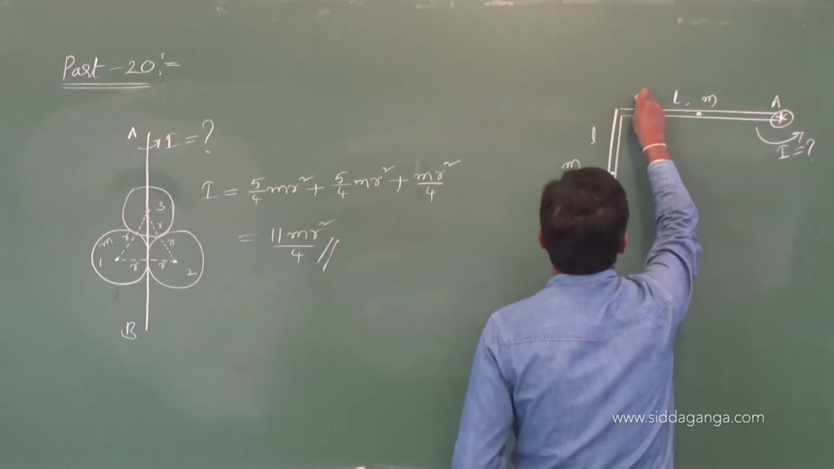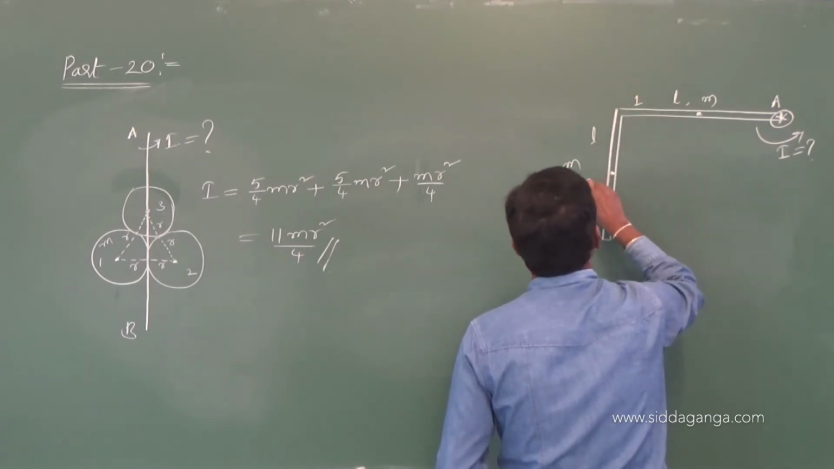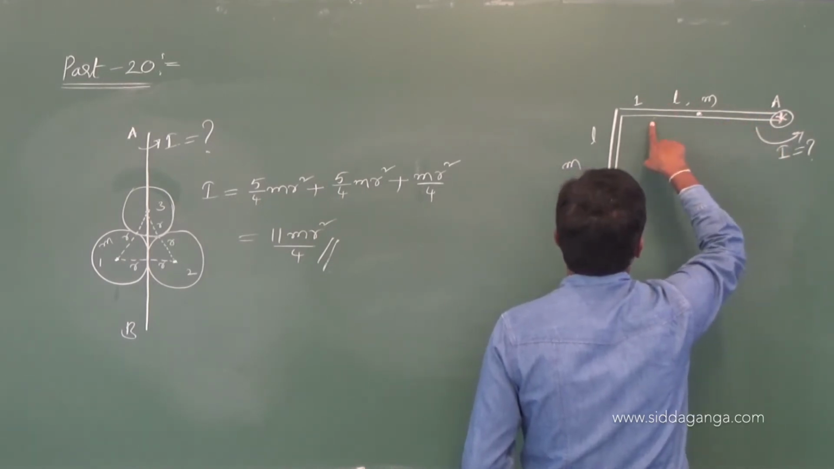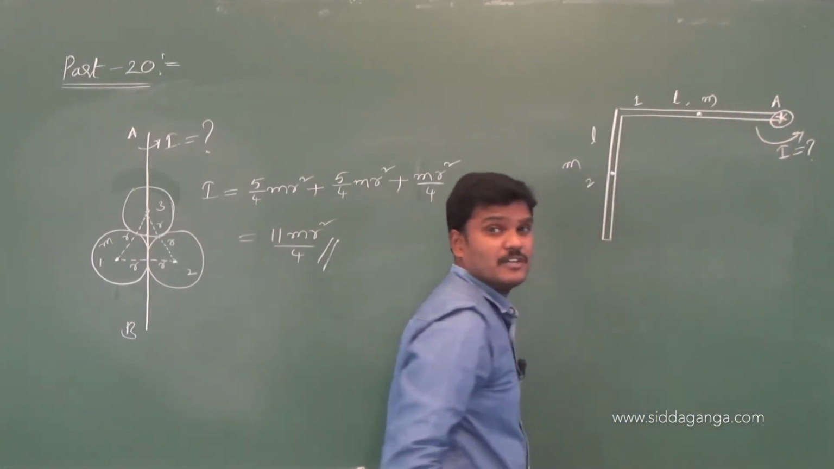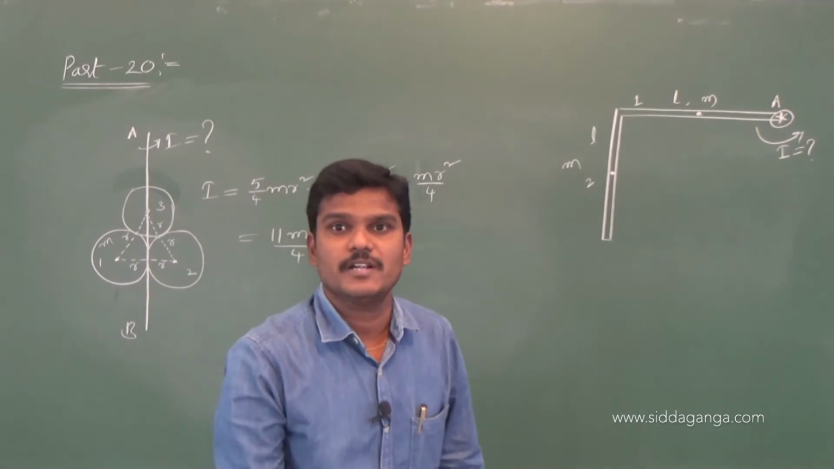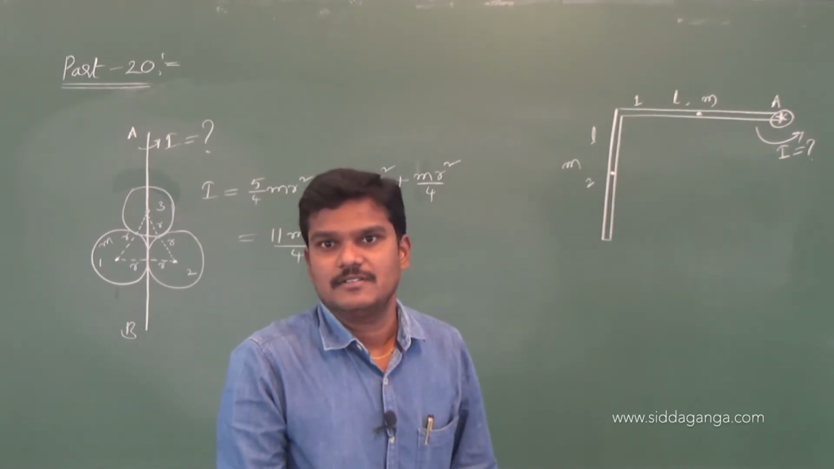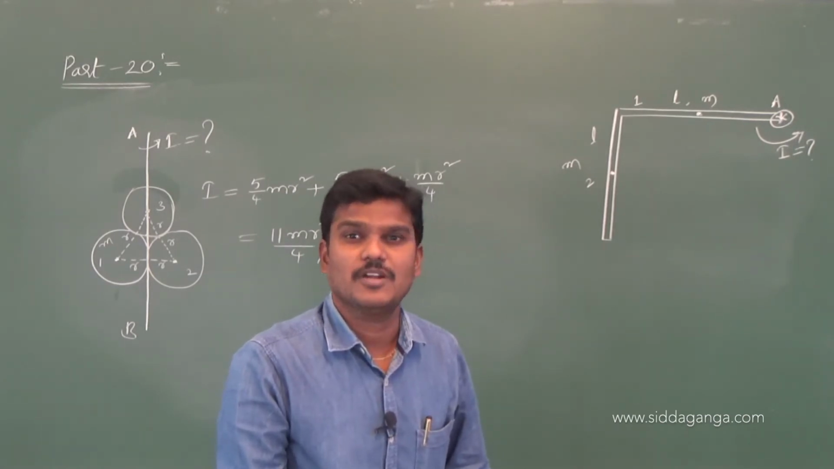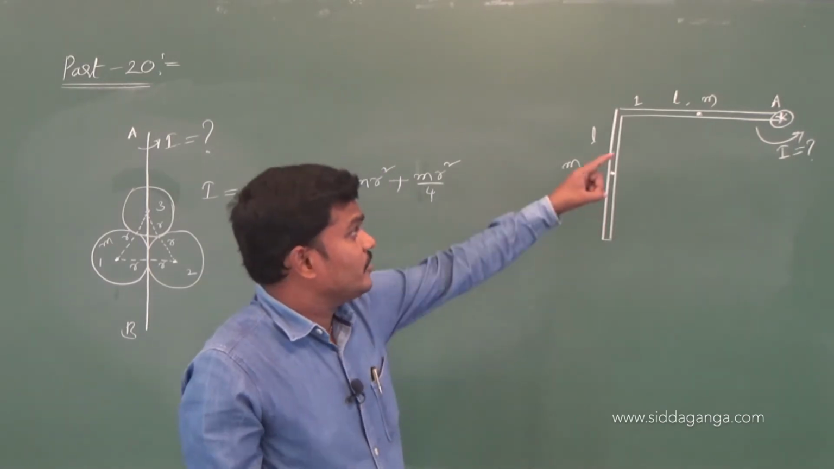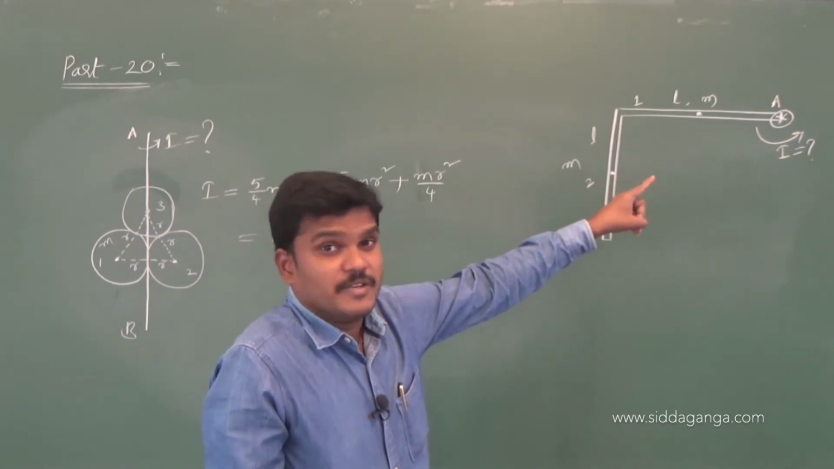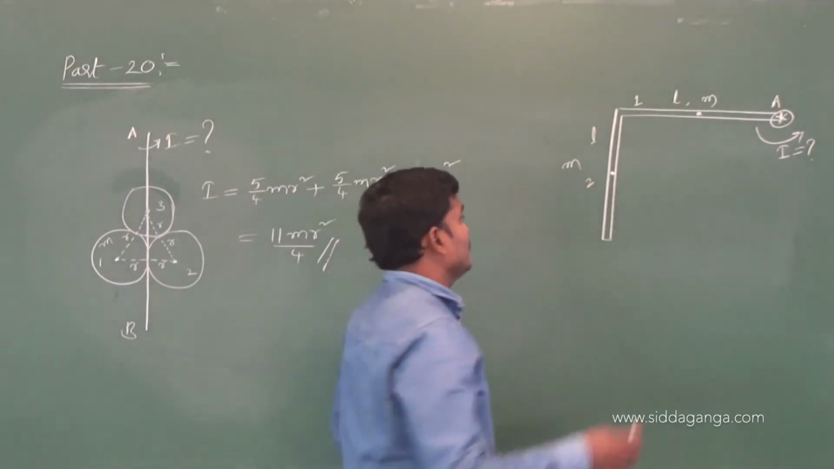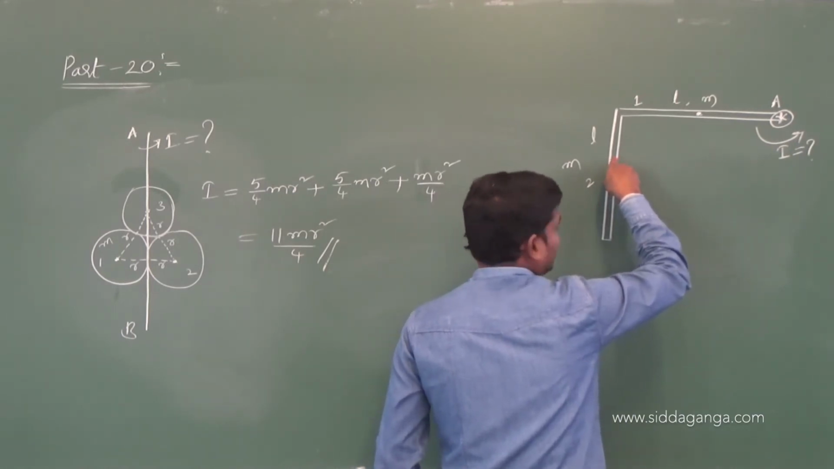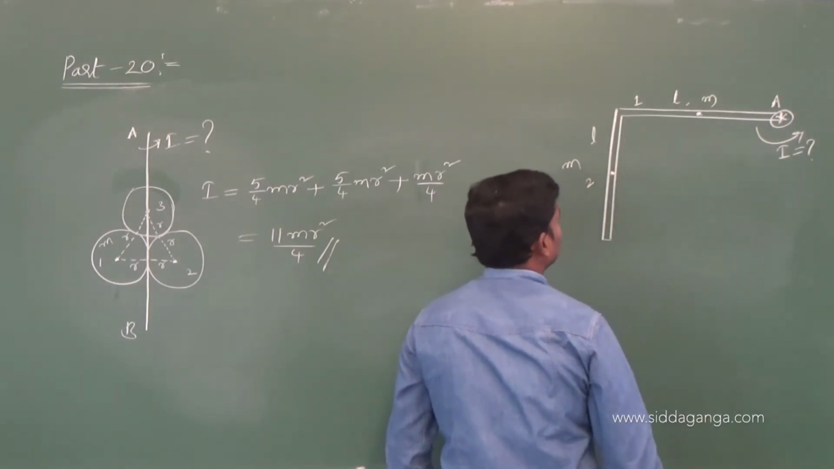Let us suppose this is rod number 1, this is rod number 2. For the first rod, it is at one end. I hope you remember the formula, ML square by 3. About one end it is ML square by 3, and for this rod, axis passing through center is ML square by 12, passing through center perpendicular to length.